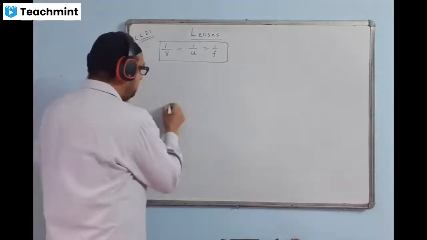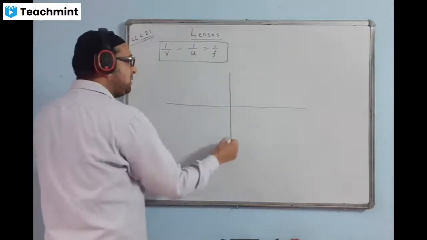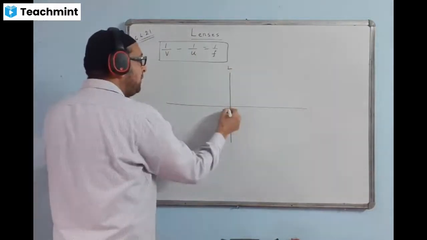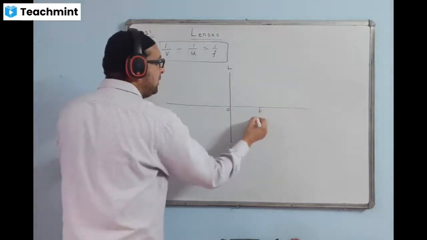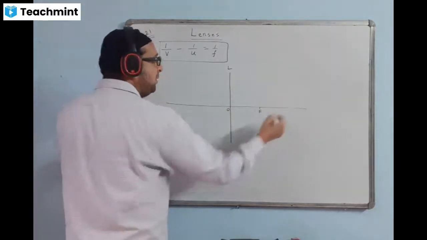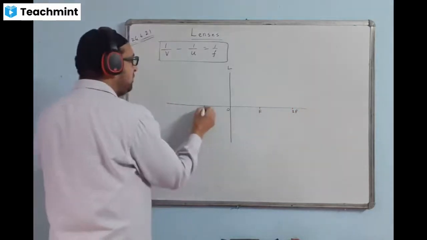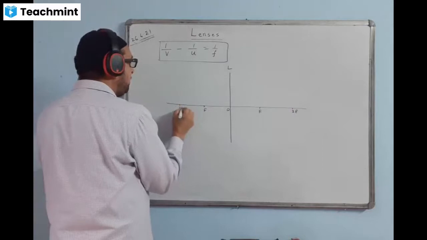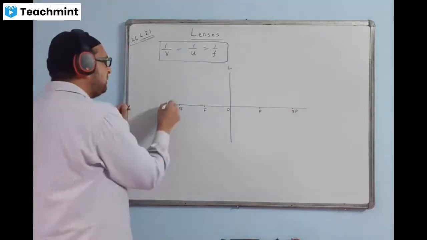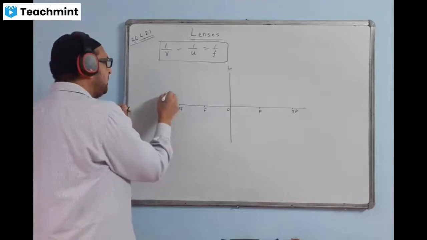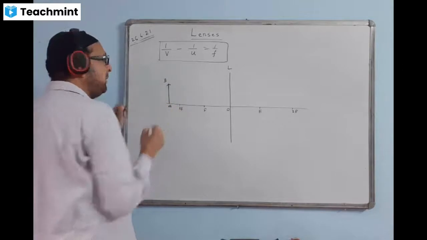So let us take a principal axis and a lens L, optical center O. We can mark this as F. This can be 2F. This side also you can mark F, and this side also 2F. Now I'll keep an object anywhere, here. AB is an object.